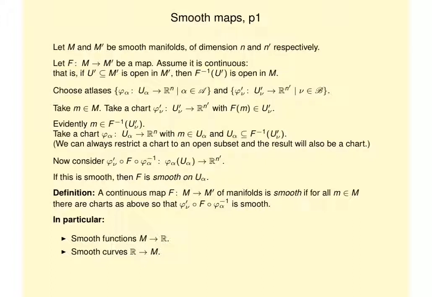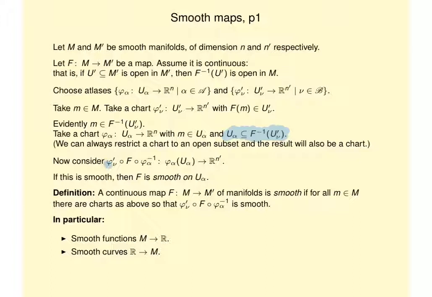And at this point I take a chart phi alpha around little m, and I can assume that the domain U alpha is a subset of the pre-image F inverse of U prime nu. So I'm just highlighting where I am. If that isn't the case, then I just take the intersection of U alpha with F inverse of U prime nu. They're two open sets, so their intersection is an open set, and I can restrict phi alpha to that intersection, and it's still a chart, and its domain is now contained within the pre-image F inverse of U prime nu.